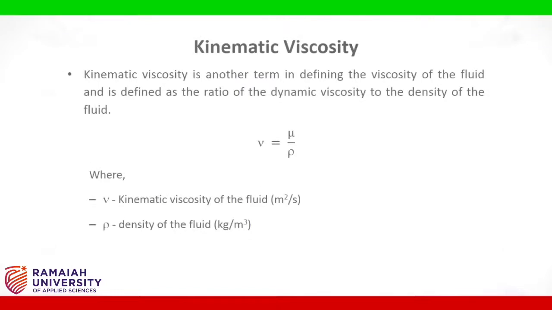Kinematic viscosity is another term in defining the viscosity of the fluid and is defined as the ratio of the dynamic viscosity to the density of the fluid. It is denoted by nu, and the equation is given as nu equals mu by rho, where nu is the kinematic viscosity of the fluid in meter square per second and rho is the density of the fluid in kg per meter cube.